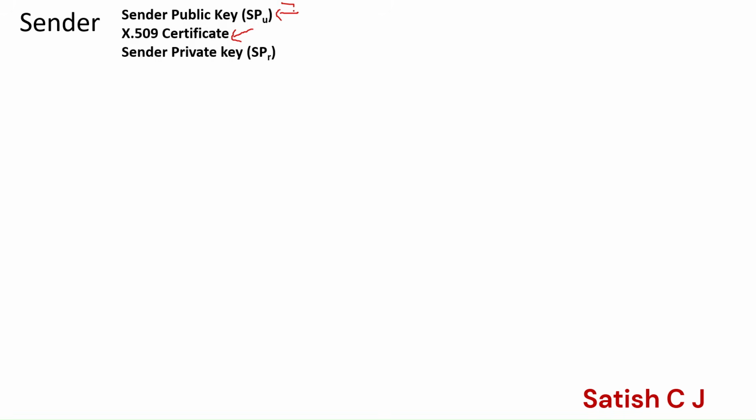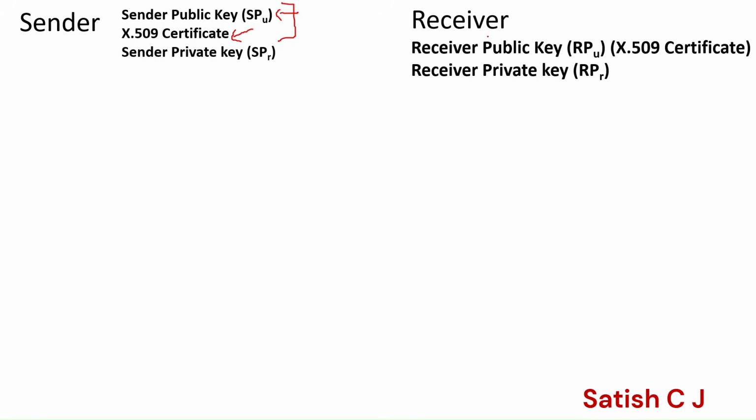So a sender, it is mandatory for the sender to have an X.509 certificate. And likewise, the receivers should also have an X.509 certificate, which embeds the receiver's public key, and the receiver maintains his private key away from the certificate. So this is important. Everyone in your system, every party that is communicating should possess an X.509 certificate.